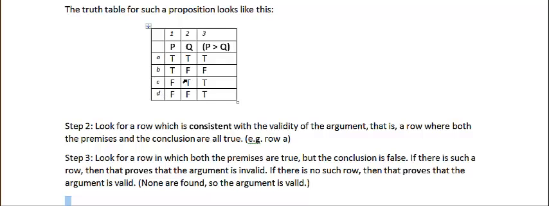And so examine this argument at your leisure, and you'll see that in all cases where the conclusion is false, which would be here and here, you also have at least one false premise. In this case, in row B, your premise, P horseshoe Q, is false, and in row D, P is false. Therefore, this argument is valid because there is no row where the premises are true and the conclusion false.